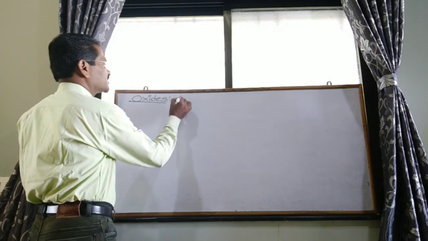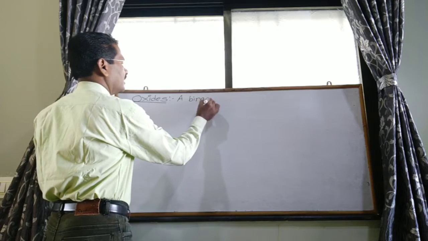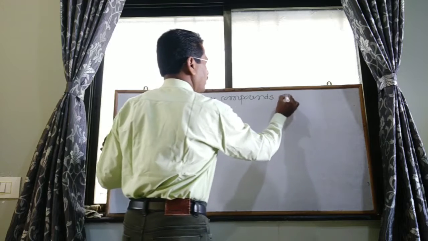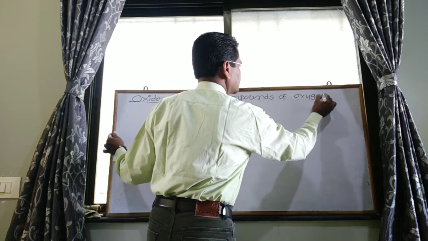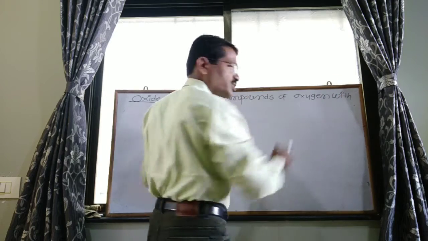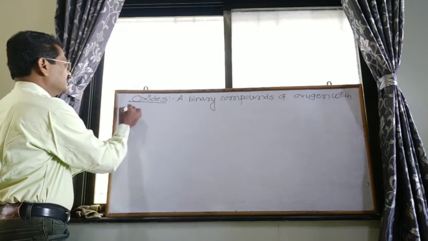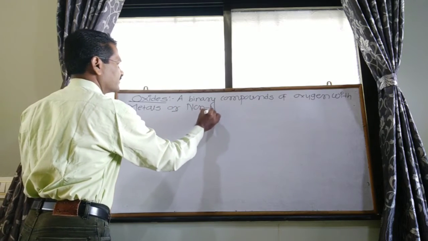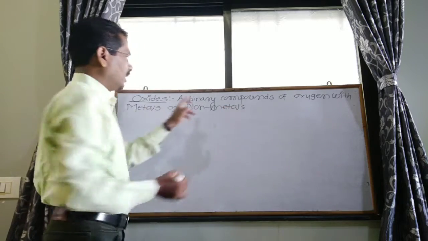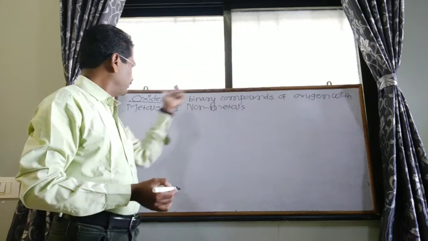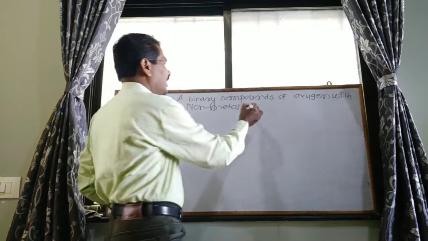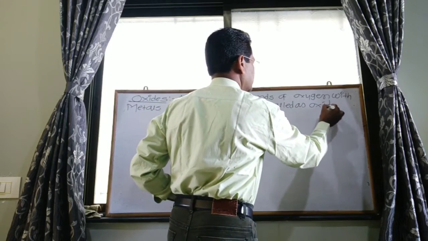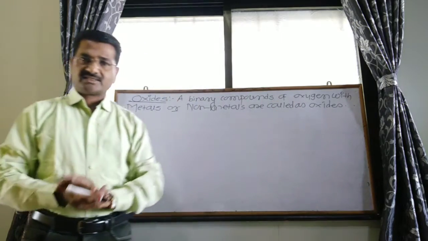Binary compounds of oxygen with metals or non-metals are called oxides. So this is the definition of oxides.